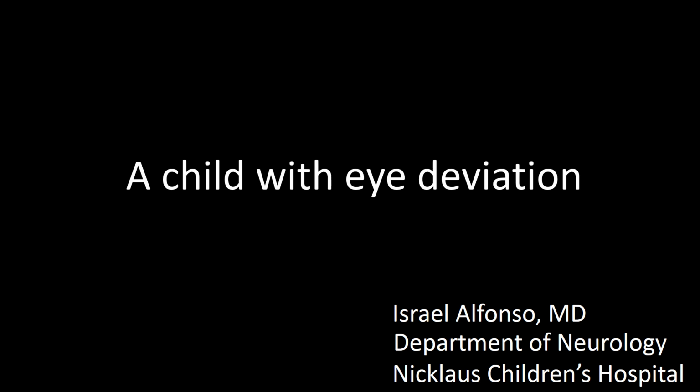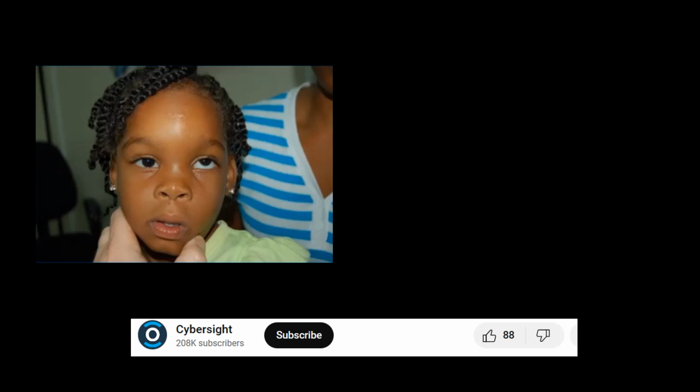The title of this talk is A Child with Eye Deviation. This case was initially presented by Dr. Rudolf Wagner. I will use it for pediatric neurology rounds.